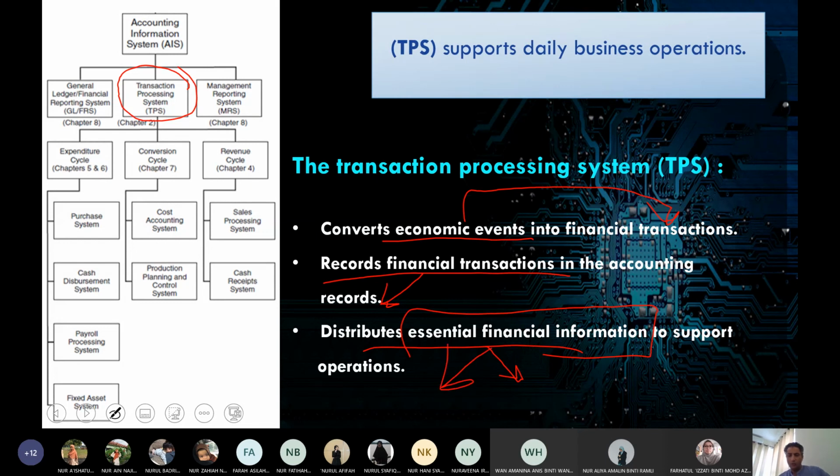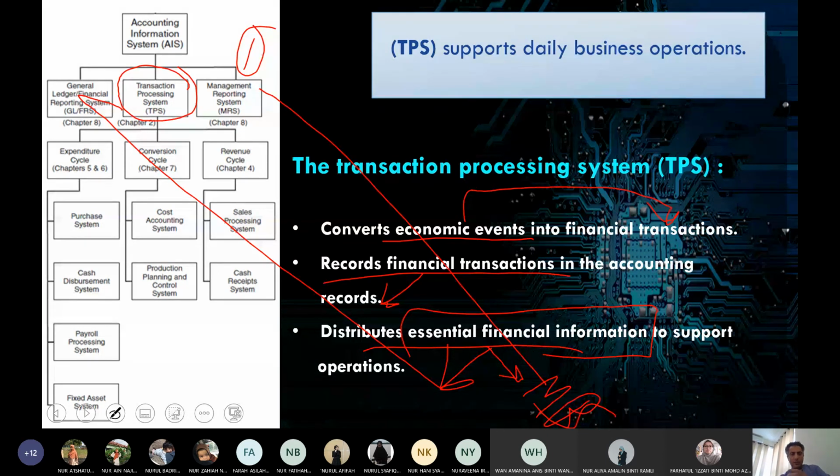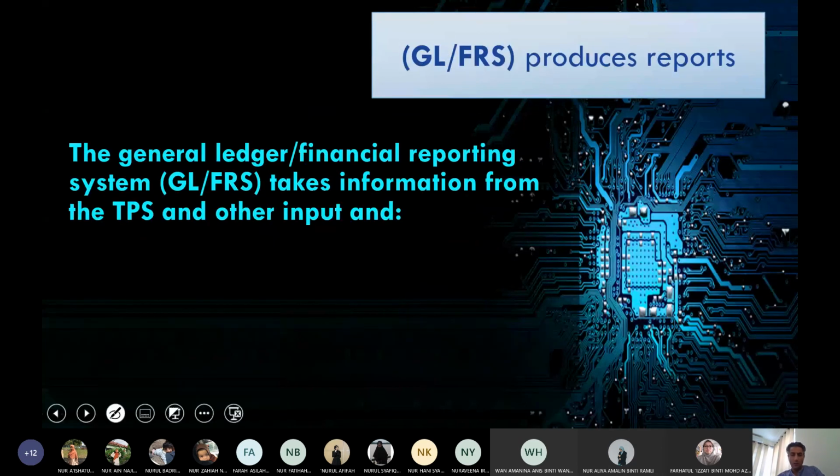This information will be distributed to two categories. One is to the MRS, which is the internal information, and the other is where the initial information will be sent to the general ledger financial reporting system to extract the financial statements, which we know are the income statement, comprehensive financial position, and so on. Okay, so we get a clearer picture here.